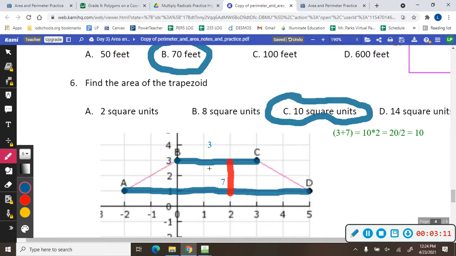Again, take the base plus the base, 3 plus 7 is 10, times the height, 10 times 2 is 20, divided by 2 would be back to 10. So the area is 10 square units.